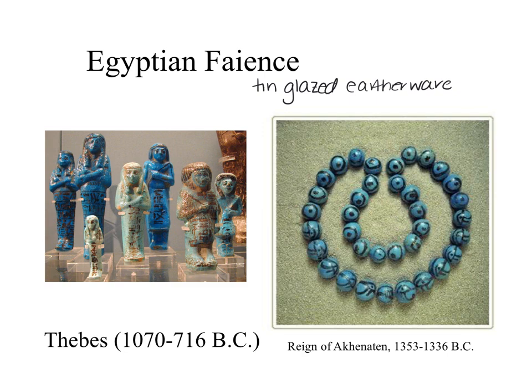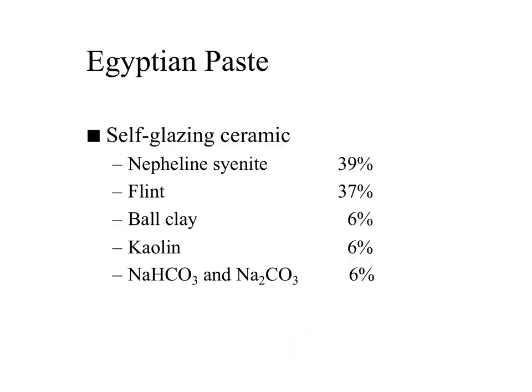from that era. When we look at what a glaze would consist of, if we have a self-glazing ceramic, basically when you heat the ceramic up, right, the glaze is going to form. I want to point out, here's that nepheline syenite that's showing up again. We talked about that in our glass module, and the composite of that. Flint, ball clay, kaolin, and then we've got some sodium carbonate and sodium bicarbonate here. We're going to talk about ball clay and kaolin later and what they consist of, but I wanted to point that out.